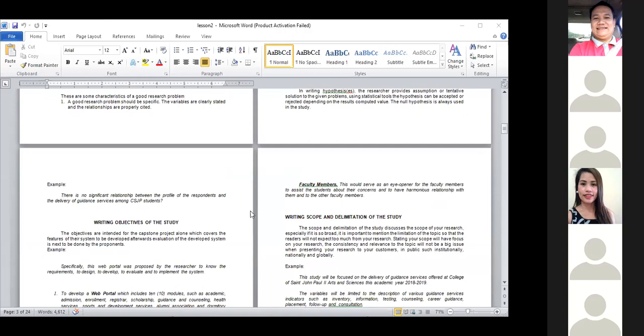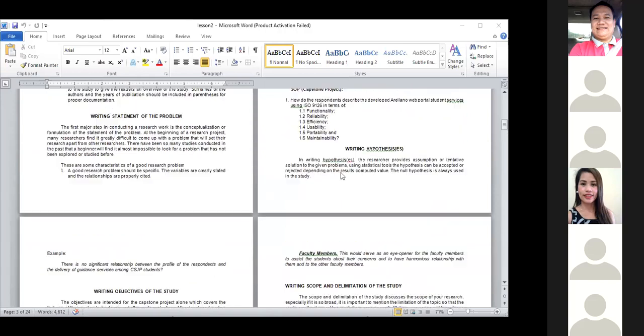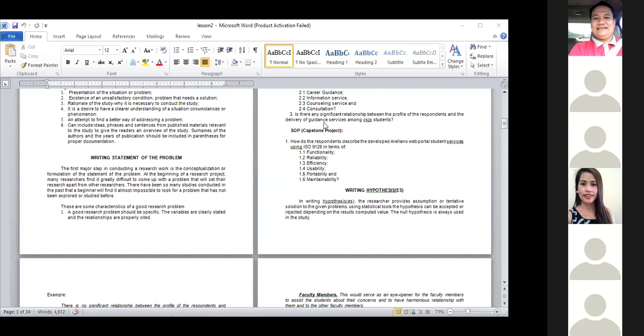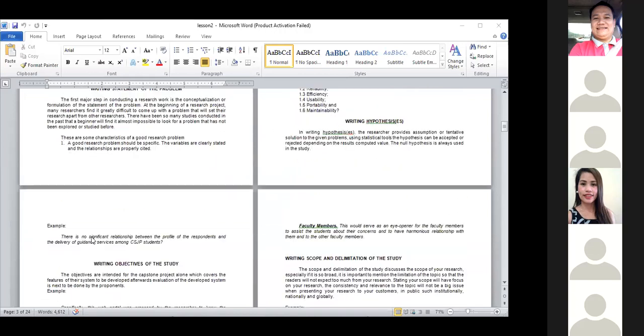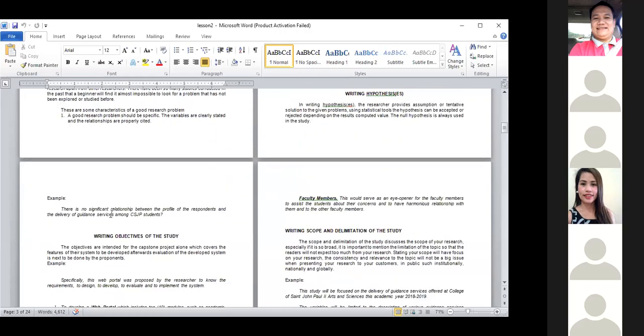So how do we formulate naman hypothesis? So out of this question number 3, so you can say, ito yon. There is no significant relationship between the profile of the respondents and the delivery of guidance services among CSJP students. So dito, guys, hindi na siya patanong kaya period na yan. So there is no, kumbaga you are giving a tentative solution that there is no significant relationship.